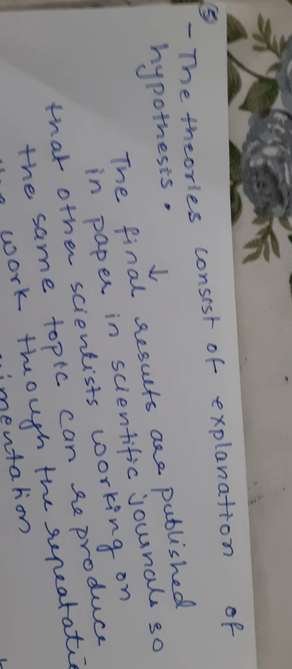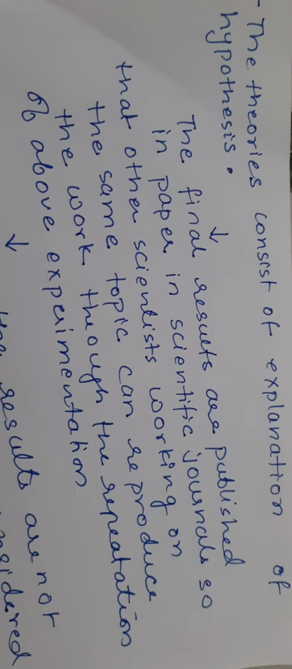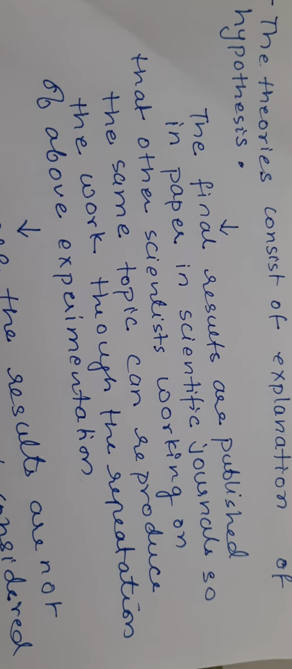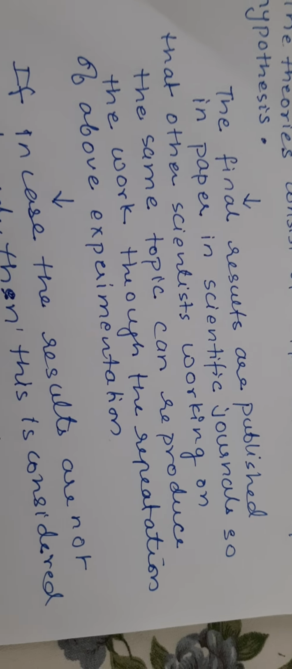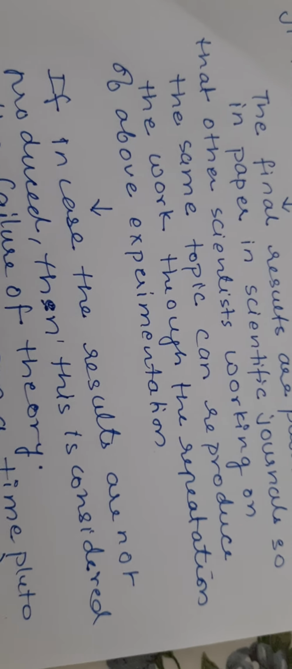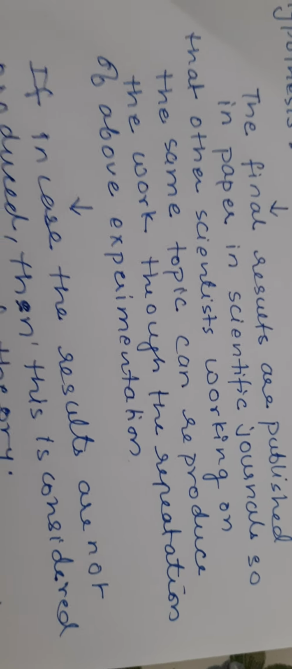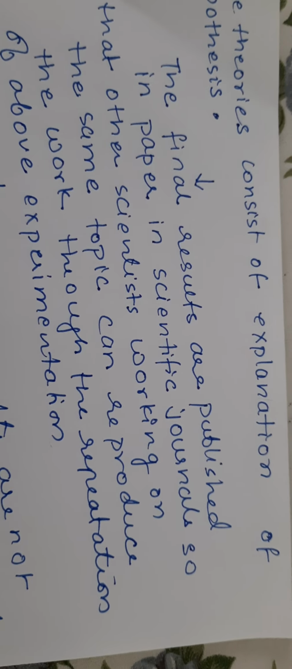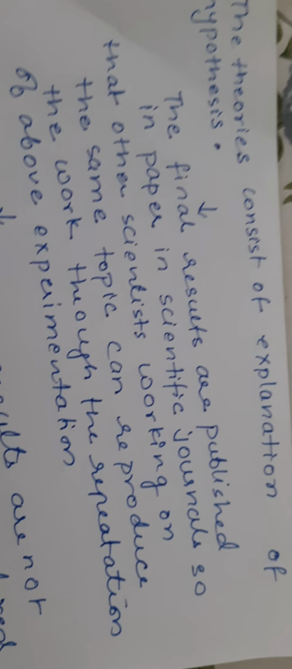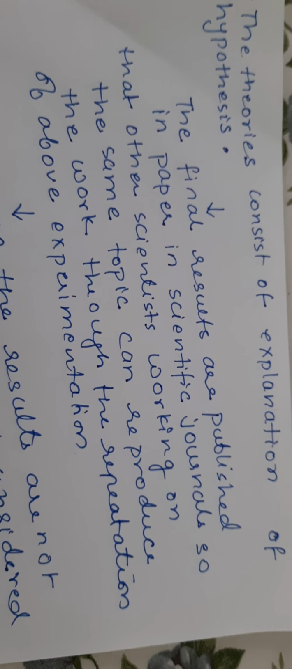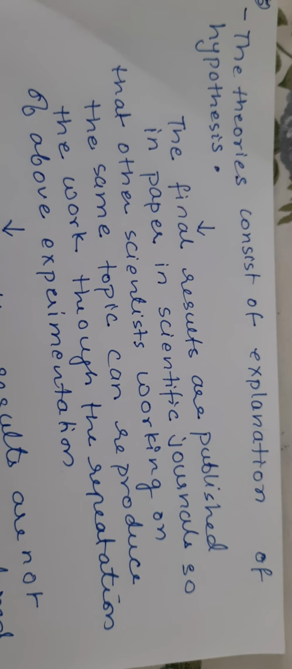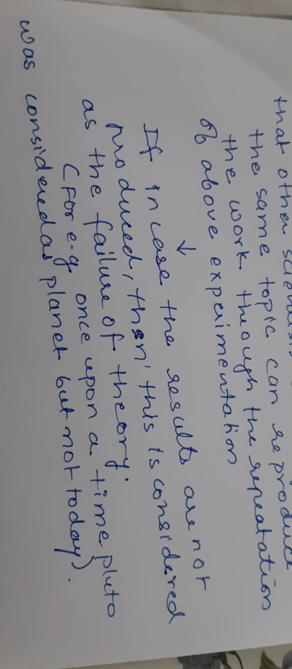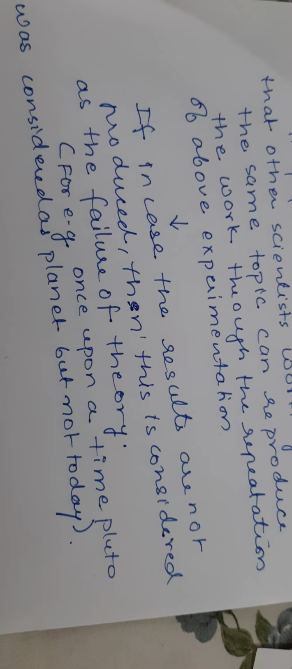The theories consist of explanation of the hypothesis, and the final results are published in a paper in scientific journals, so that other scientists working on the same topic can reproduce the work through repetition of the above experimentation. So if some other scientist, maybe at any other corner of the world, wanted to repeat the experiment with the protocol that is mentioned for the experiment, then it should be true, the hypothesis should be true for that also. But in case the results are not reproduced, then this is considered as failure of theory.